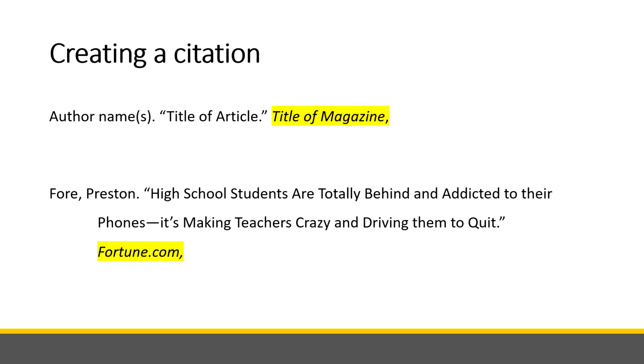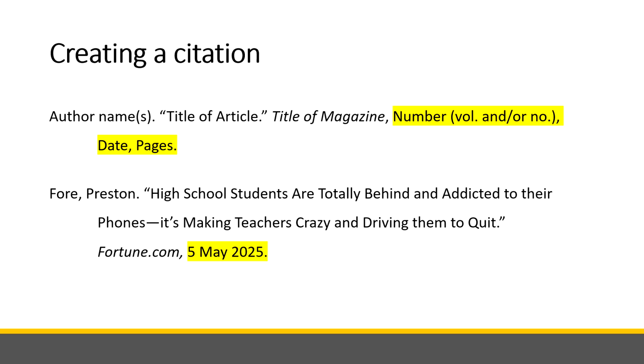The next container is the publication, which in this case is a magazine. Once again, this part of the citation starts with the title of the magazine, which is put in italics. The article was published on fortune.com, so we will put fortune.com in italics. The title of the magazine is followed by the publication information for the specific edition the article was published in, including the volume number and issue number, if relevant, the date of publication, and the pages, if relevant. This magazine does not have volume or issue numbers, and since it was published digitally, there are no page numbers, so we only have to include the date of publication.